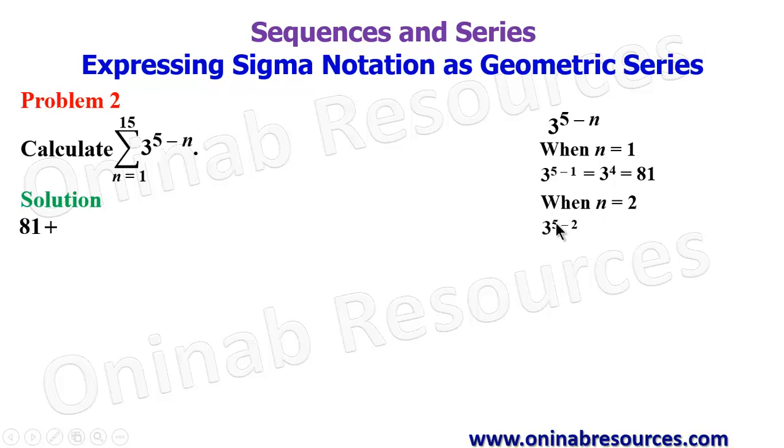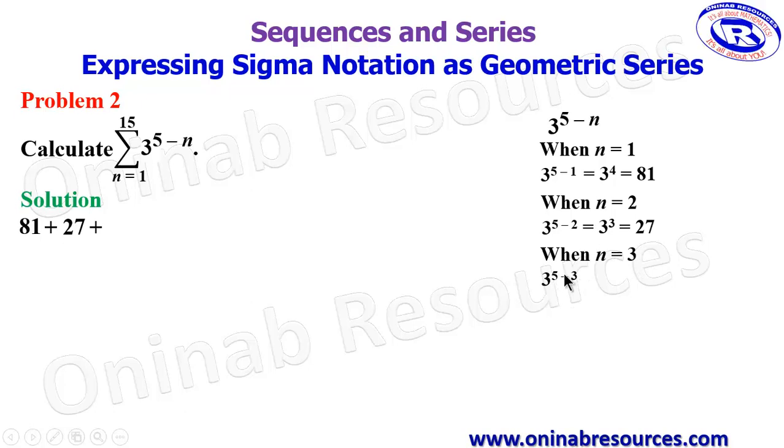Plus the next term when n is equal to 2. That's giving us 3 raised to power 5 minus 2, which gives 3 raised to power 3, and 3 raised to power 3 is 27. So we have the second term to be 27, plus the third term, when n is equal to 3. That's giving us 3 raised to power 5 minus 3, giving us 3 raised to power 2, and 3 raised to power 2 is 9. So the third term is 9.